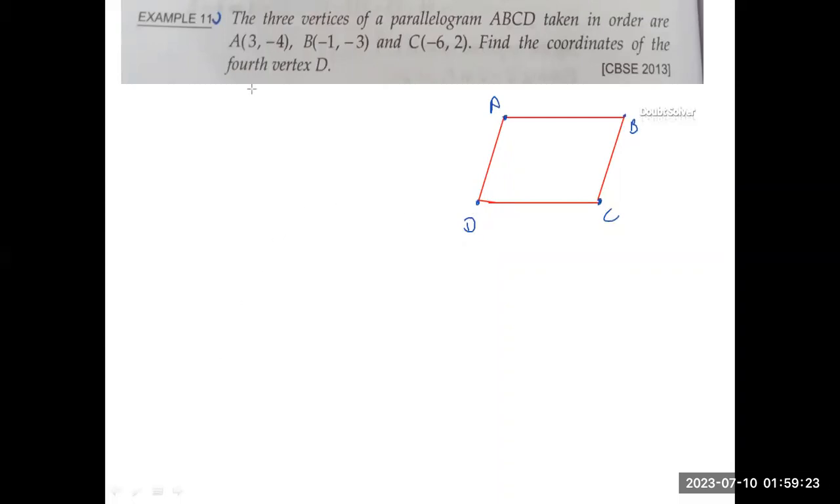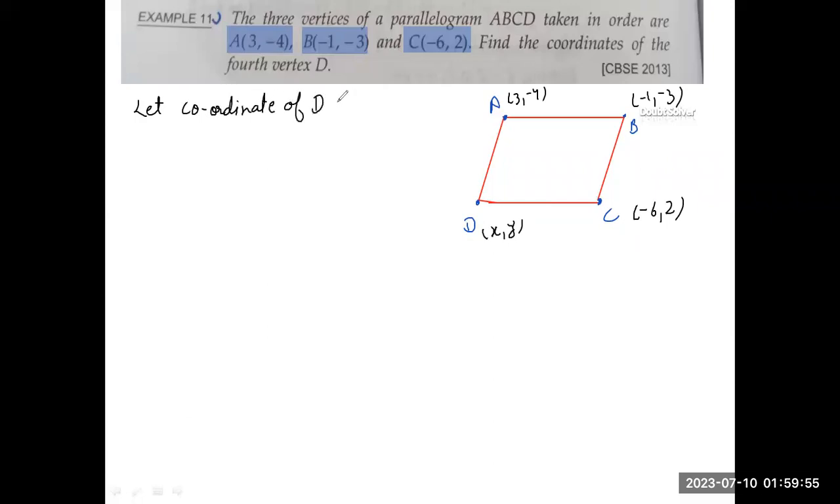Let's just write down the given ordered pairs as well. For A, this is (3, -4). For B, this is (-1, -3). For C, this is (-6, 2). For D, we have to find. So let's take the coordinate of D as (x, y).